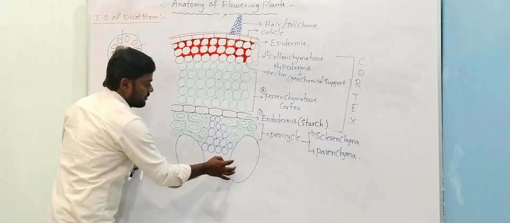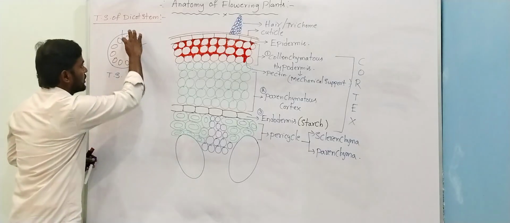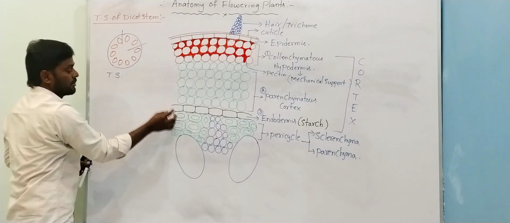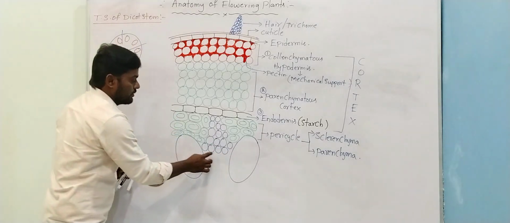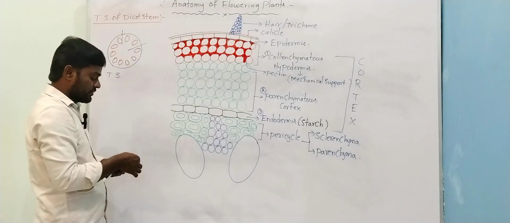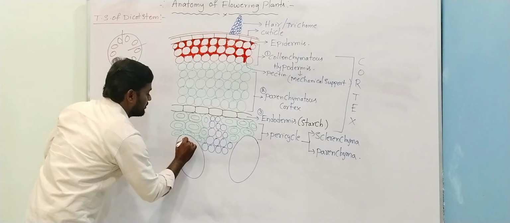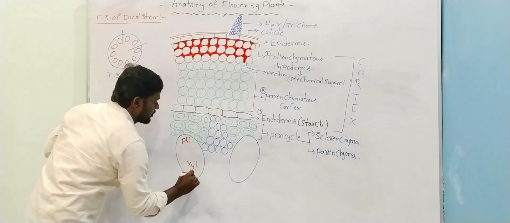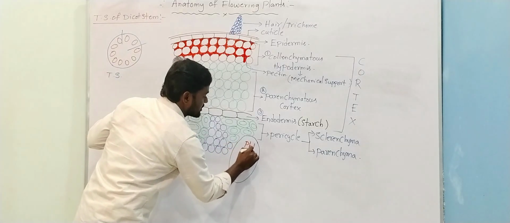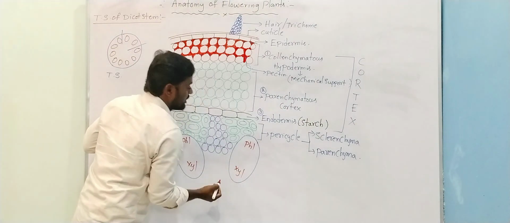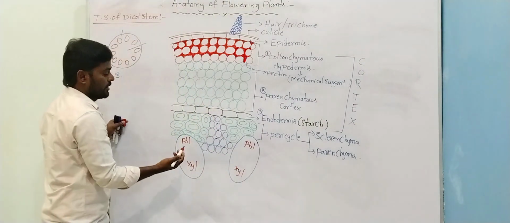And next one, these two are the vascular bundles. We are showing only this much part. These only two vascular bundles I am showing here. So this is a vascular bundle. These vascular bundles contain phloem and xylem. So phloem is towards the outside, xylem towards the inner side. It is the outer part, it is the inner part.